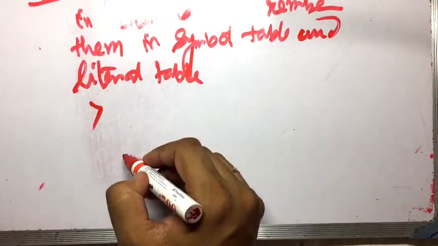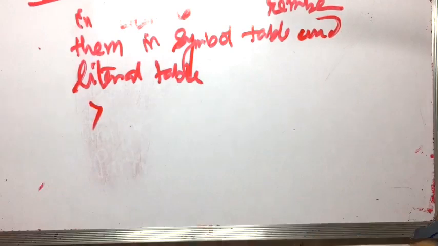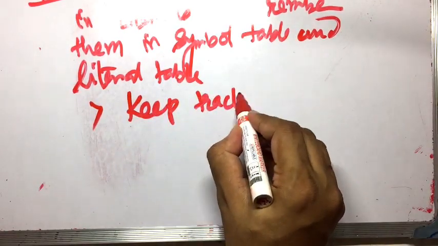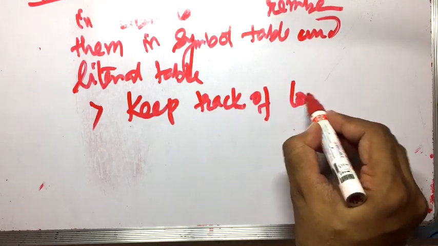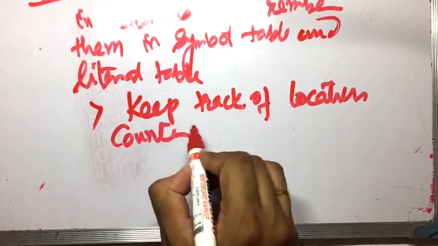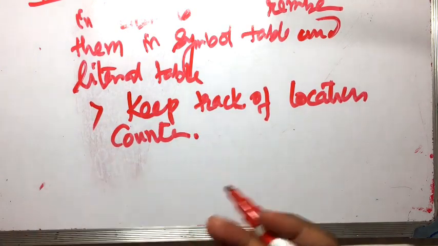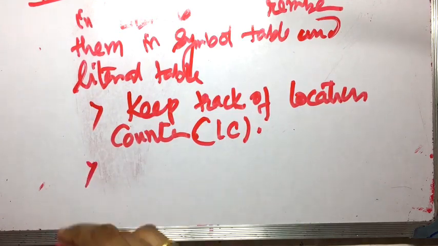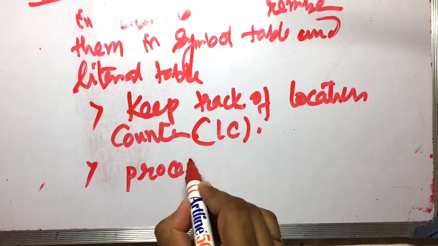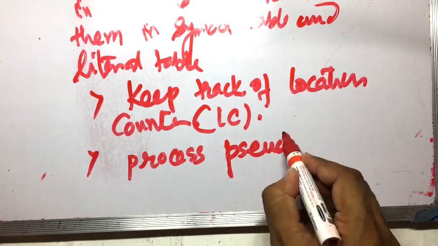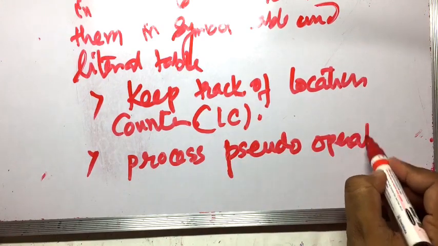Number 2, there is a location counter to keep track of every line. Keep track of the location counter, LC, that is updated every time. Next, this is the third point: process pseudo operation. This is the purpose of pass 1.